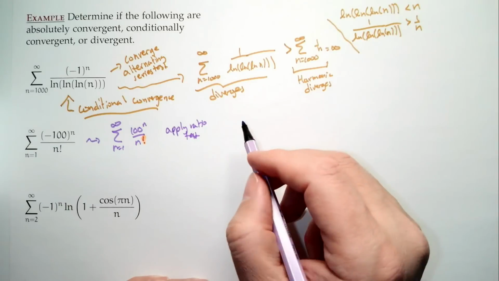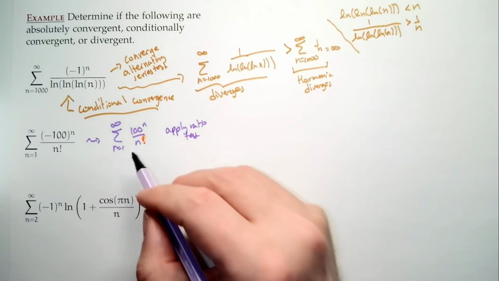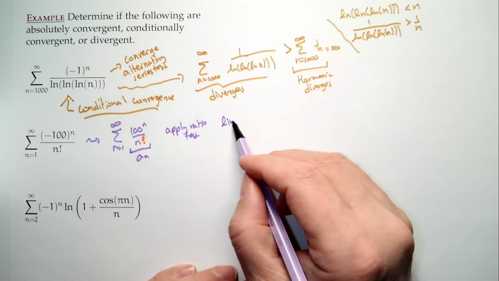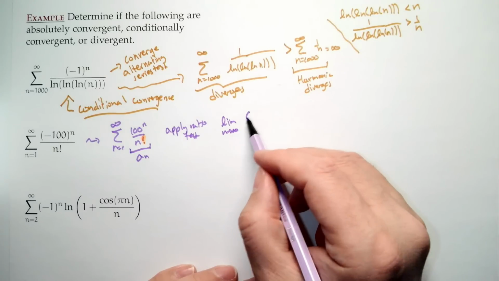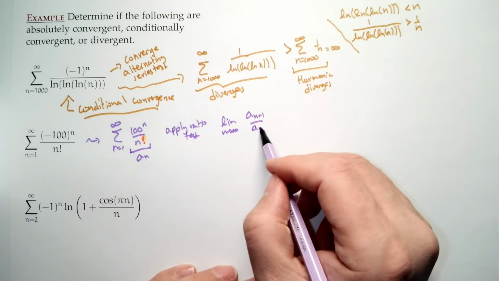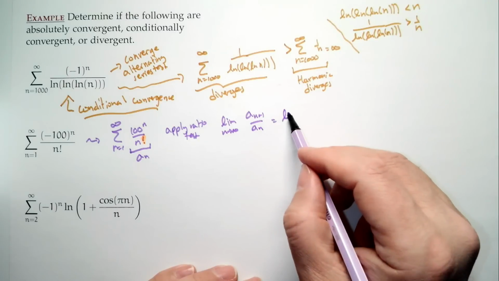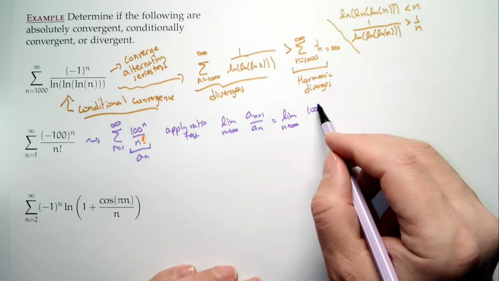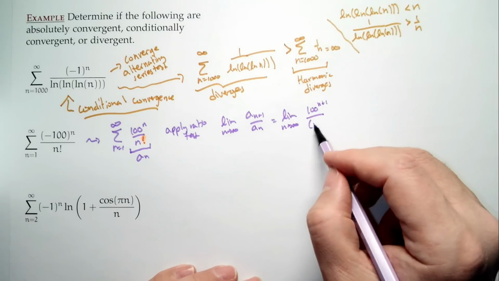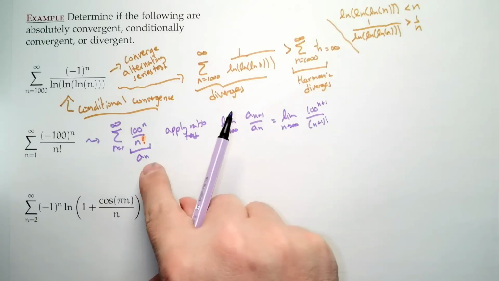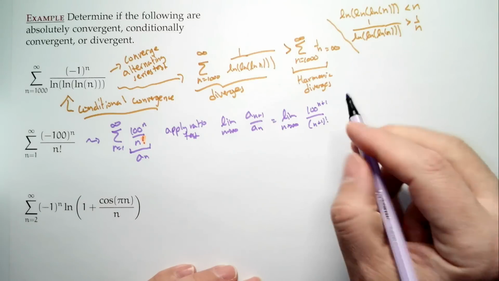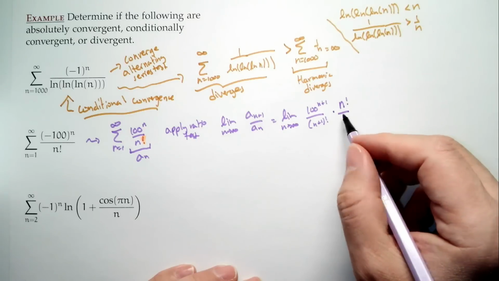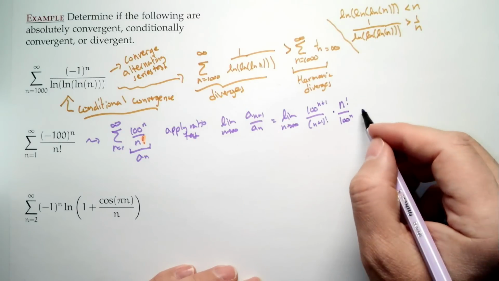And when we do that, what do we get? Well, this 100 to the n over n factorial, that's our a sub n. So we're going to take a look at the limit as n goes to infinity of a sub n plus 1 over a sub n. So that's the limit as n goes to infinity of 100 to the n plus 1, divided by n plus 1 factorial. That's the a sub n plus 1. Multiplied by the reciprocal of a sub n: n factorial over 100 to the n.